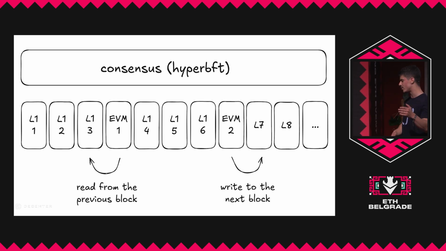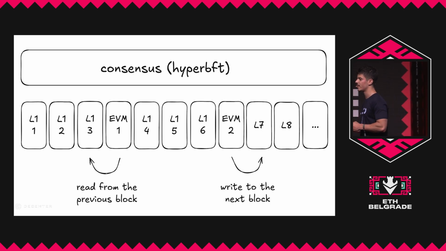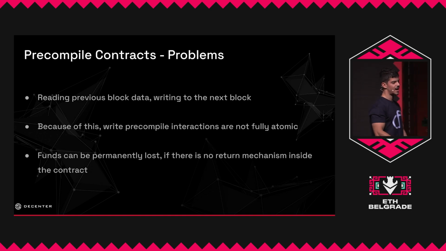What you do is when you use the read precompiles, you read data from the previous block on L1, and when you want to issue orders to L1, you write the data to the next block from EVM, right? Now, this is a problem because it's not fully atomic, right? And as we saw when I was talking about the write precompiles, you just emit an event, and the validators include your transaction in the next block of L1.